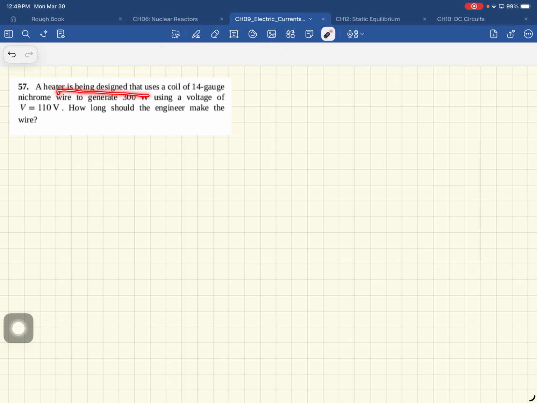Okay, so a heater is being designed that uses a coil of 14 gauge nichrome wire to generate 300 watts. Remember, higher the gauge, thinner the wire. So in your toaster, that wire that you see that glows is a nichrome wire. Using a voltage of 110 volts, how long should the engineer make the wire? Okay, so power is V times I.